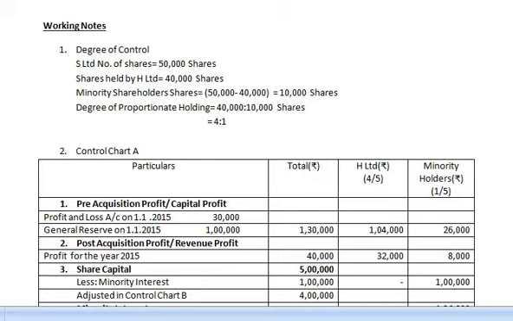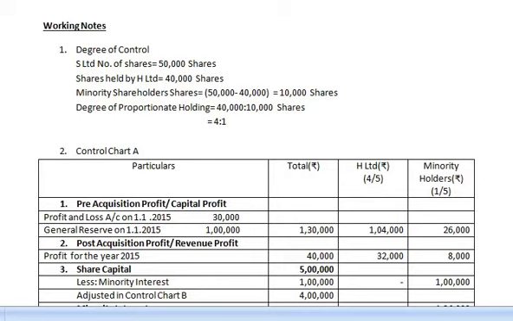Now the first working note is the degree of control. We know that the total number of shares of S Limited is 50,000 shares. Then the shares held by H Limited is 40,000 shares. So the minority shareholders' shares will be 50,000 minus 40,000, so 10,000 shares. So the degree of proportionate holding between H Limited and the minority holders will be 40,000 shares is to 10,000 shares, which will come in the ratio of 4 is to 1.